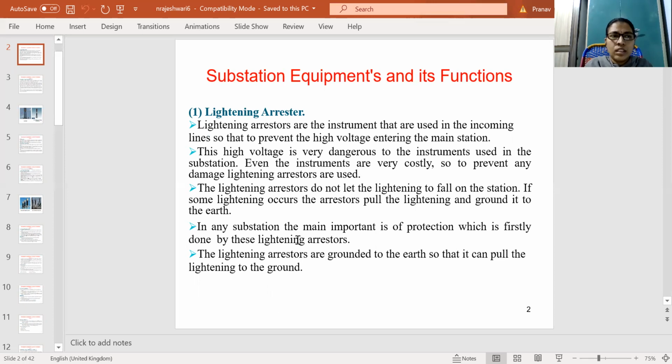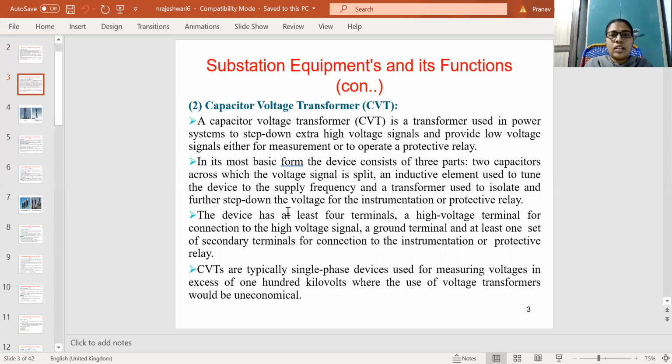And coming to the capacitor voltage transformers. Another type of equipment used in substations is the capacitor voltage transformer. Capacitor voltage transformers are used in power systems to step down extra high voltage signals and provide low voltage signals either for measurement or to operate the protective relays. These are the capacitive voltage transformers.